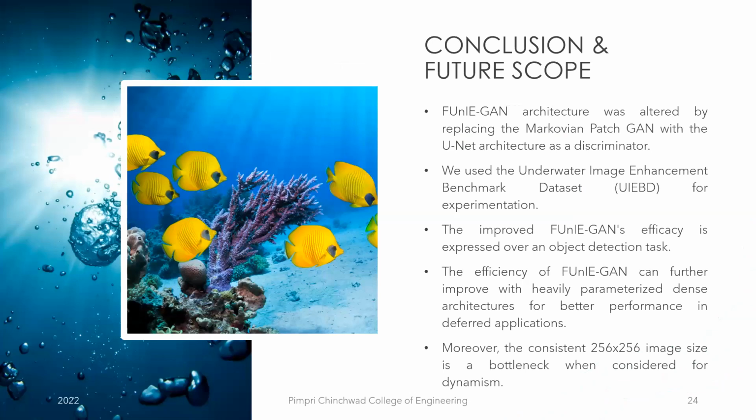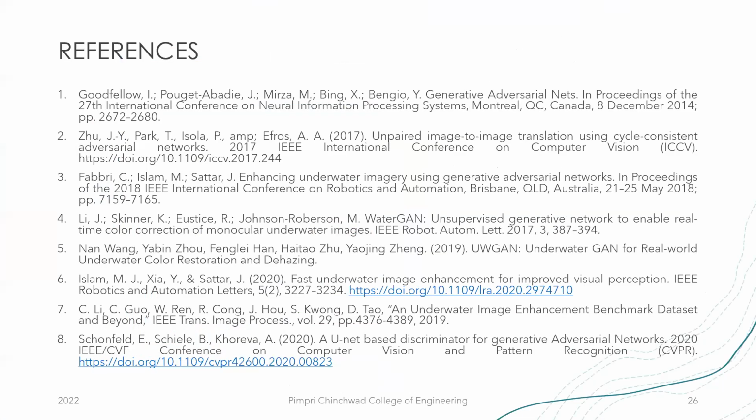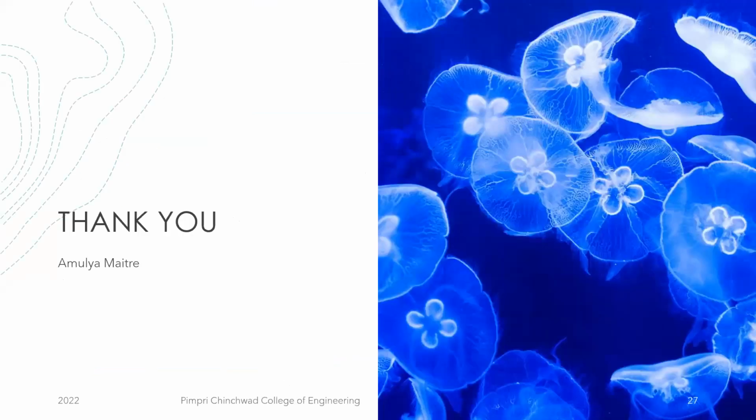So here the limitation would be that we are still sticking to the 256 by 256 image size, which could be dynamic in the real world, and so that could be the future scope for this particular problem statement. And these are the references that I have used. Thank you so much. Any questions?